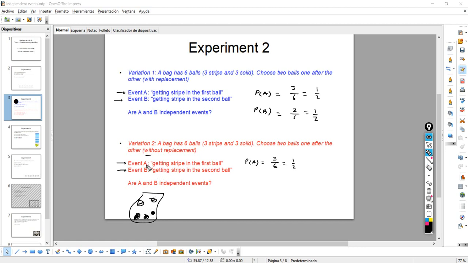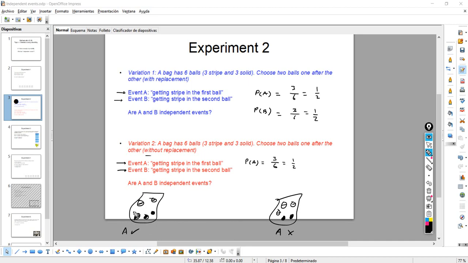Once I have taken the first ball, assuming it's a stripe, then the sample space is going to look like this, right? I mean, the whole configuration of the experiment is going to look like this. Now, assuming it's solid in the first ball, then I would have something like this: stripe, stripe, stripe, and then solid, and then solid. You see, in this case A happens, and in this case A did not happen.